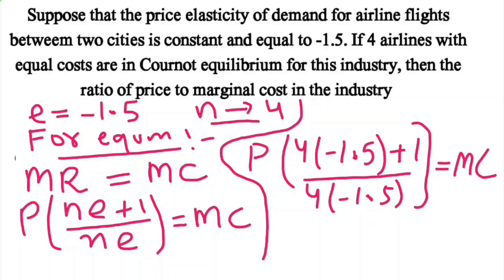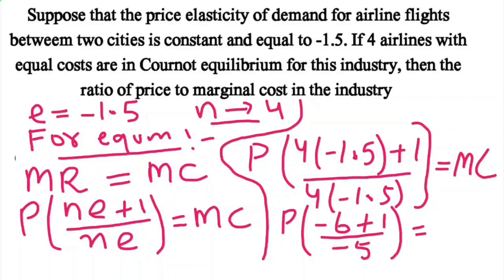Solving this, so we have P, then we have 4 into minus 1.5, it comes out to be minus 6. So we have minus 6 plus 1 divided by minus 5 should be equal to the marginal cost.